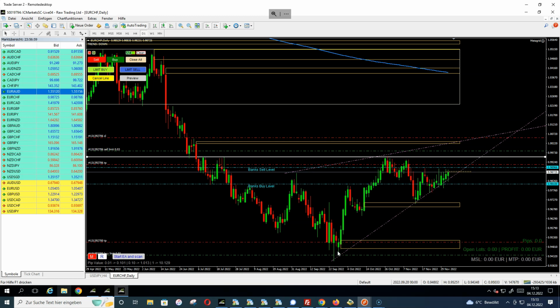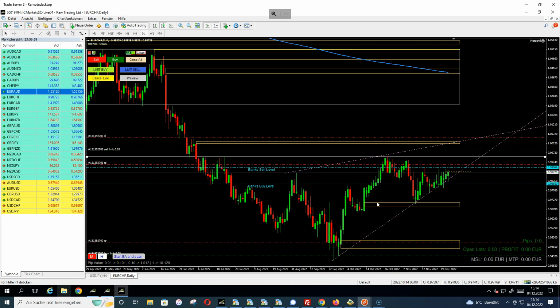But if this purple line gets broken in the next days or the next 1 or 2 weeks, and the price stays below this purple line, then you should look for sell trades on the lower time frames, but not before. So far I would only look for buy trades on this pair. This would change if this trend line does not hold here.